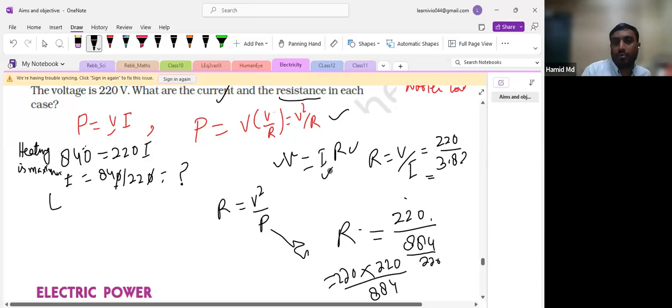We did it like this using Ohm's law. This is just Ohm's law. And this is the formula we have obtained over here. So both ways are okay, right?